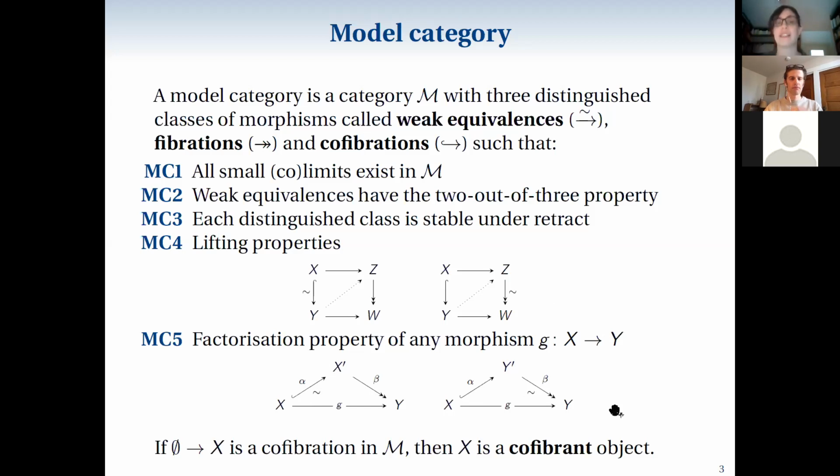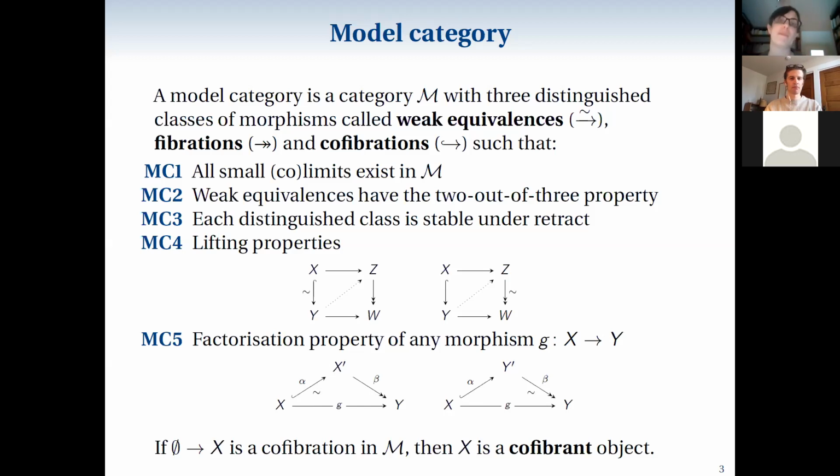Now, notice that I'm asking existence. I'm not asking anything else. So I'm not asking functoriality, any sort of naturality for these maps. I'm not saying that I want an explicit construction, neither for the lift nor for the factorization.